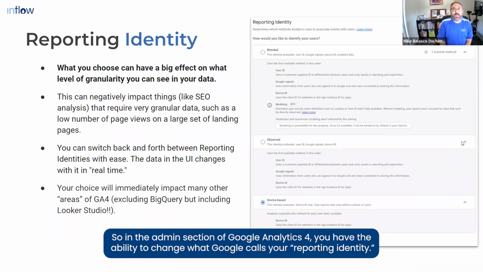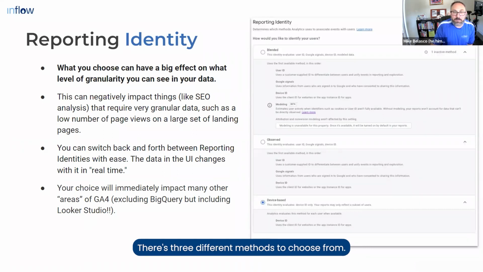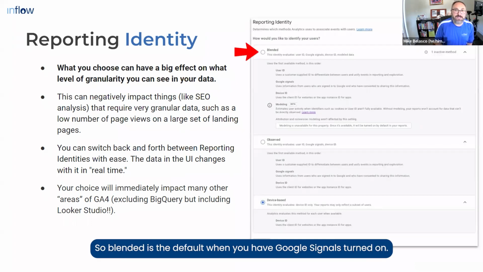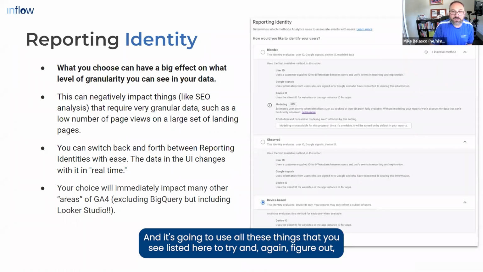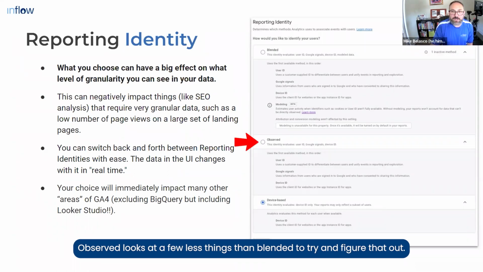reporting identity. So in the admin section of Google Analytics 4, you have the ability to change what Google calls your reporting identity. And this essentially is how Google identifies users. There are 3 different methods to choose from. Google provides a description of each one. So blended is the default when you have Google Signals turned on. And it's going to use all these things that you see listed here to try and, again, figure out, hey, is this user coming from this browser the same user that came from this phone browser, or whatever the case might be. Observed looks at a few less things than blended to try and figure that out.